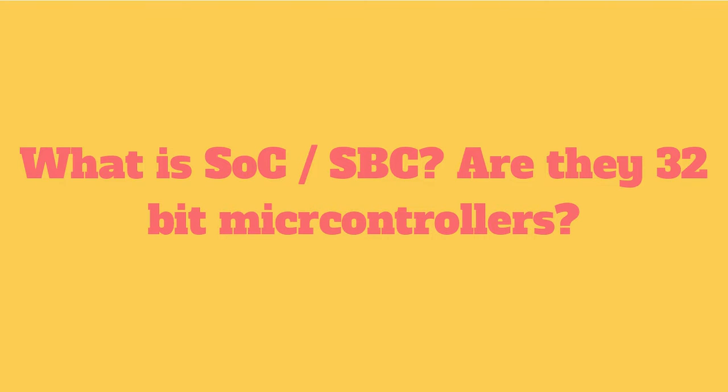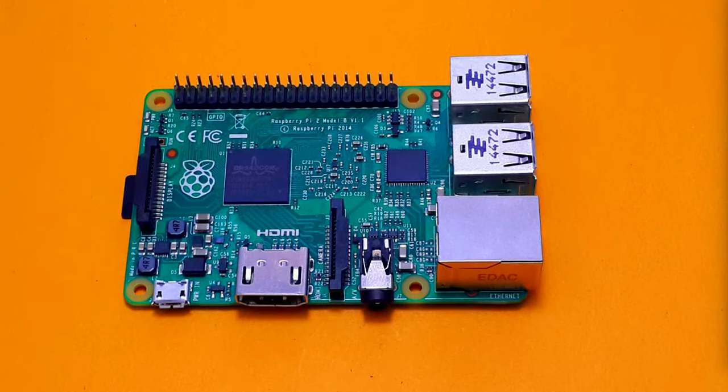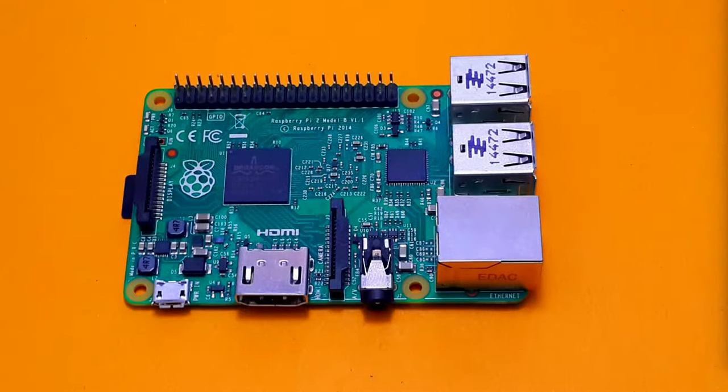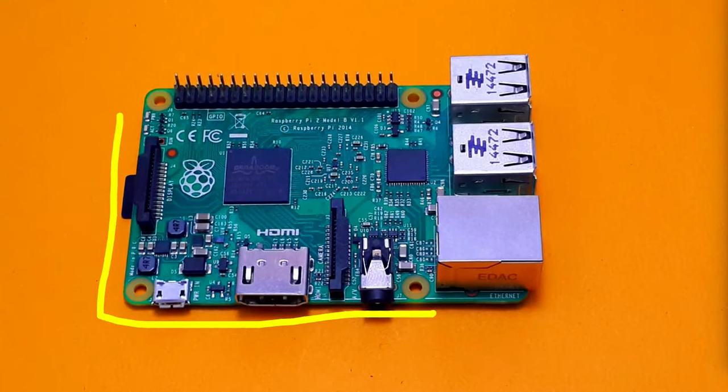That brings us to SoC or SBC. So what is an SoC? An SoC is everything a microcontroller has minus RAM and ROM. For example, this is a very popular SBC, single board computer. Let me show you. This entire board is an SBC, single board computer, and this IC here is known as the SoC, system on chip. This contains every peripheral which a computer motherboard requires minus RAM and ROM.